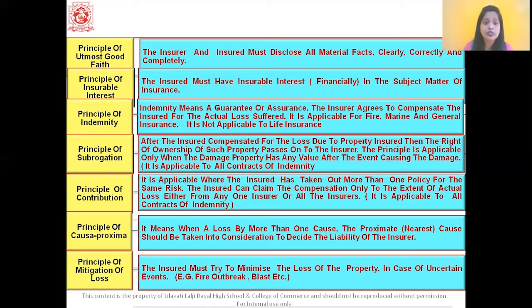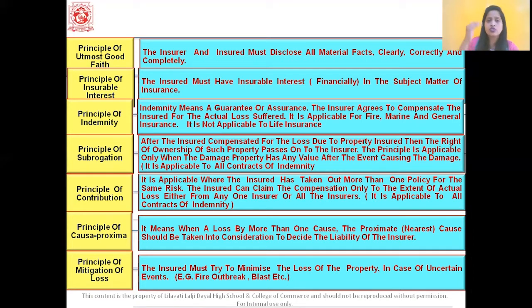Next one is the principle of mitigation of loss. Students, the insured must try to minimize the loss of the property in case of any certain event. For example, if there is a fire outbreak, necessary measures should be taken to control the fire that has taken place.